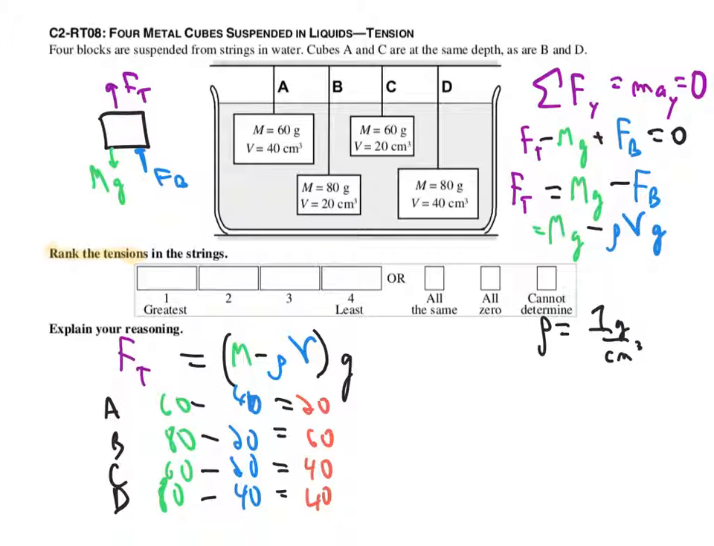And so our final thing, just reading these off, says that C is the same as D, B is greater than those two, and A is less than those two.